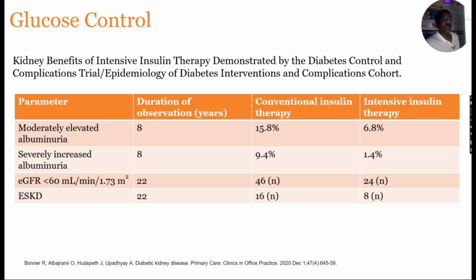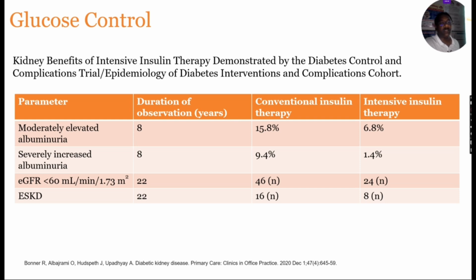Glucose control. Kidney benefits of intensive insulin therapy were demonstrated by the Diabetes Control and Complications Trial, the Epidemiology of Diabetes Interventions and Complications trial. For moderately elevated albuminuria, over 8 years of observation, conventional insulin therapy 15.8%, intensive insulin therapy 6.8%. Severely increased albuminuria: intensive insulin therapy 1.4%, conventional insulin therapy 9.4%. GFR reduction: intensive insulin therapy 24, conventional insulin therapy about 44.